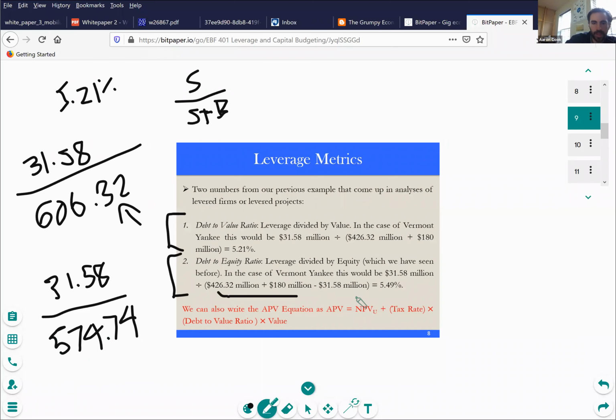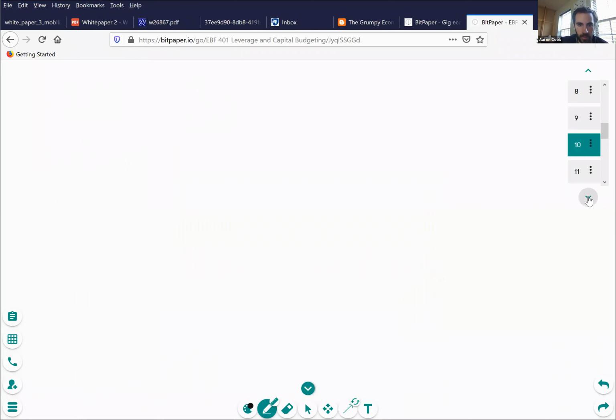Alternatively, you can think of that as being 426.32 plus 180 minus 31.58. That denominator is a little bit smaller, so that debt to equity ratio is 5.49%. That's a little bit greater than the debt to value ratio, just because the denominator is smaller, right? Those are metrics that we'll come back to later on.